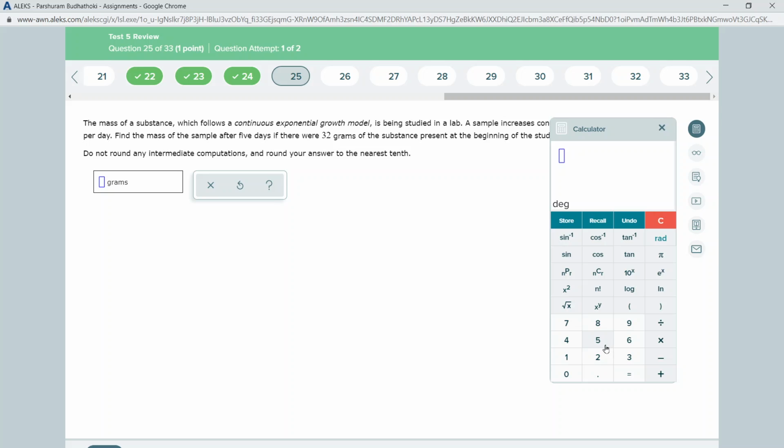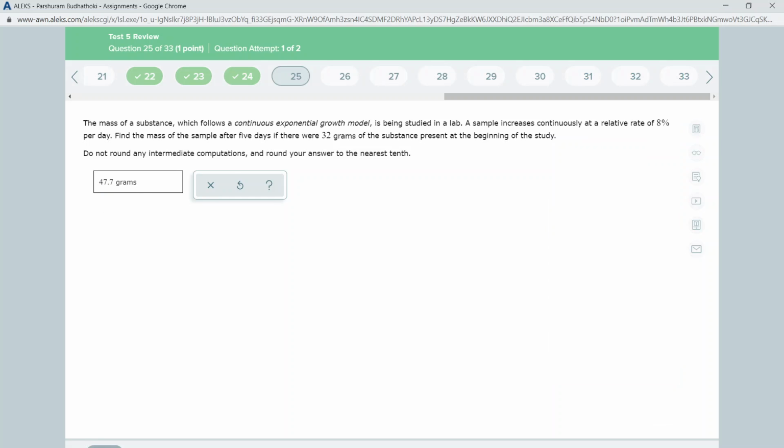So it will be 32 times e to the power 0.08 times 5. So let's see, it will be 47.74, nearest tenth. So that means 47.7 grams.